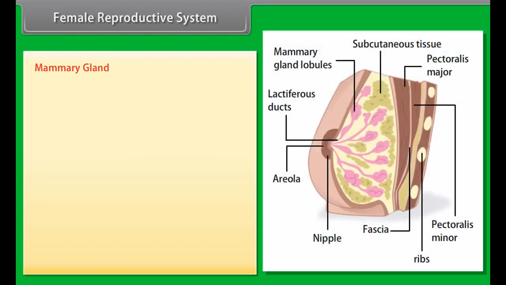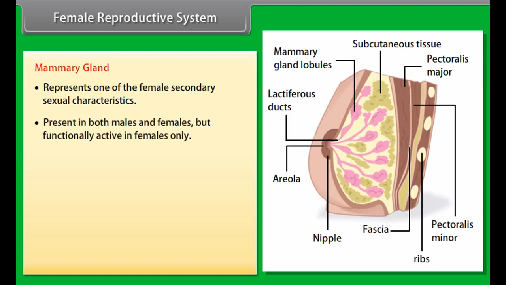Mammary gland. It represents one of the female's secondary sexual characteristics. Present in both males and females, but functionally active in females only.